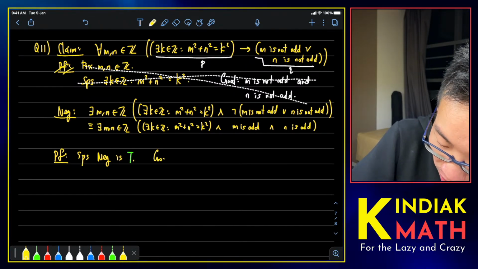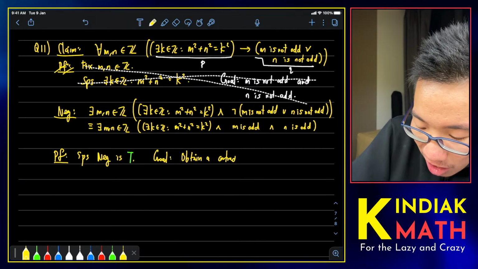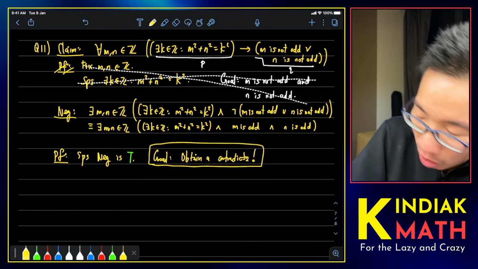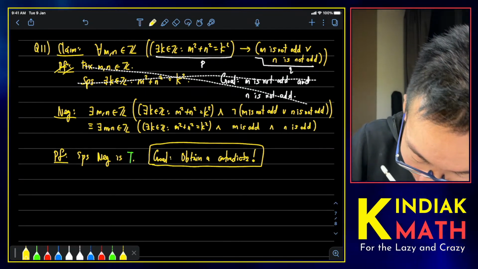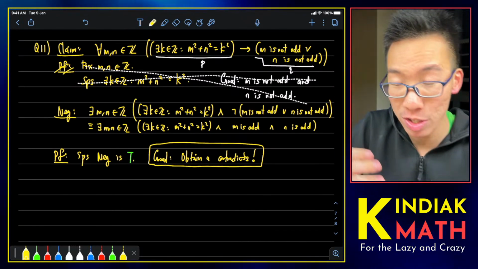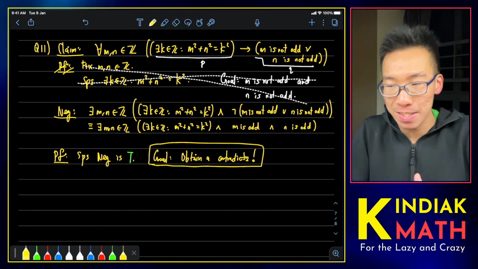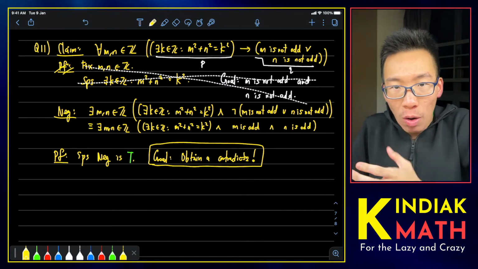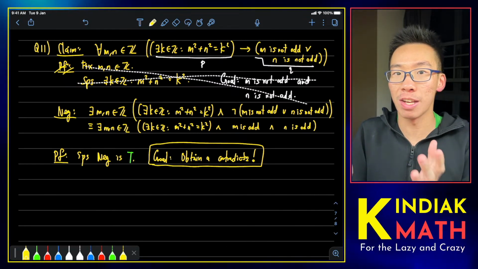Our goal: obtain a contradiction. We want to run into a brick wall, an impossible situation, and therefore conclude that the negation must be false. So we suppose the negation is true. Now, we're not asked to prove that this thing is true, so we don't come up with the m's and the n's. We are given, under the supposition that it's true, that there exist m and n. We don't know what this m and n are, we just know that they exist.